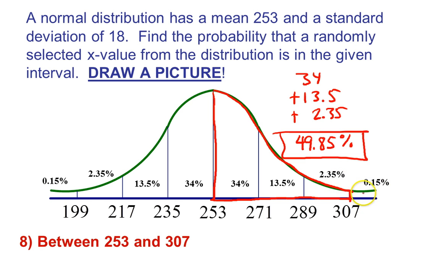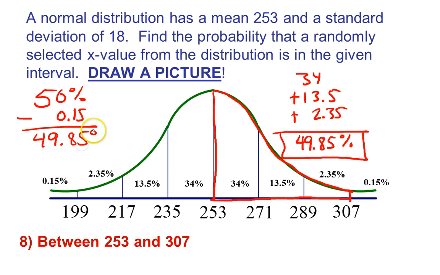Okay, but also I could have thought of it this way. This region is almost half of the data. Okay, it's half of the data except for this one little piece on the end. Alright, so it's the right hand side except for the last 0.15%. So I could have started from 50% and just subtracted 0.15%. Alright, either way that's going to give me my 49.85%. Okay, just multiple ways of thinking about it.